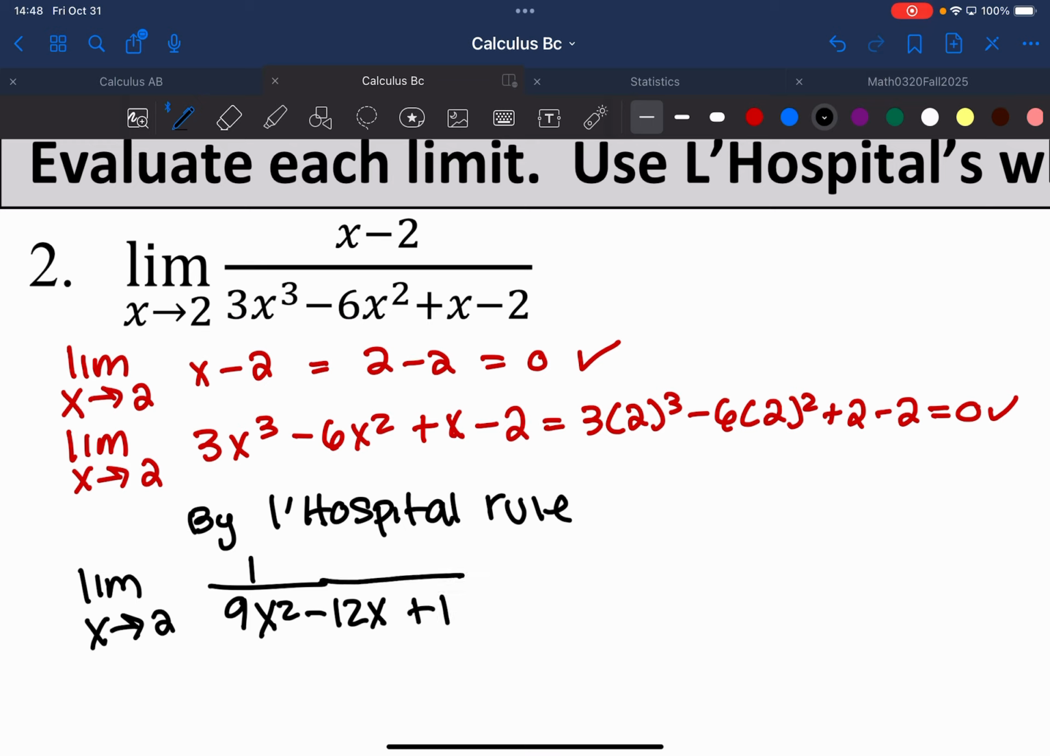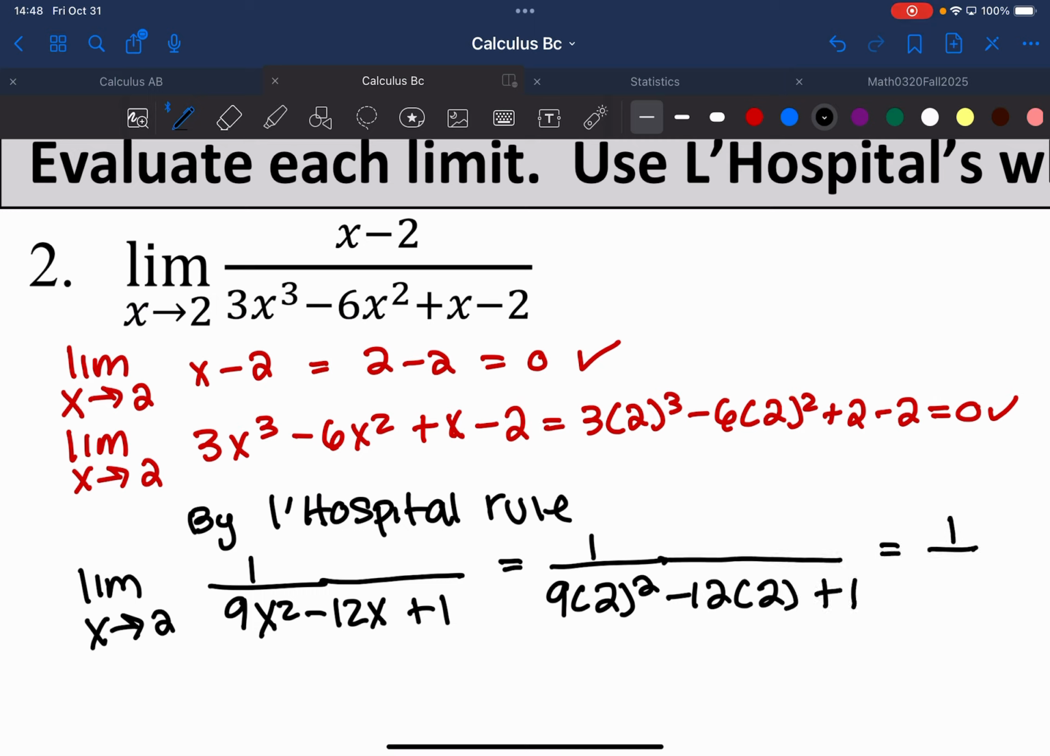Perfect. So 9x squared minus 12x plus 1. Now if we plug in 2, we should get an answer. So 1 over 9 times 2 squared minus 12 times 2 plus 1 gives us 1 over 13. So 1/13 is our answer.